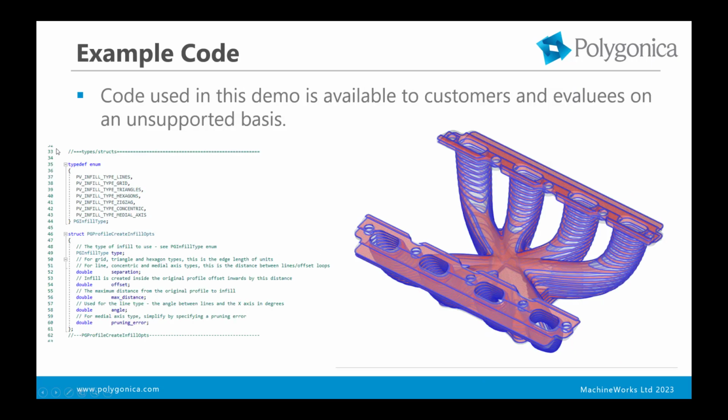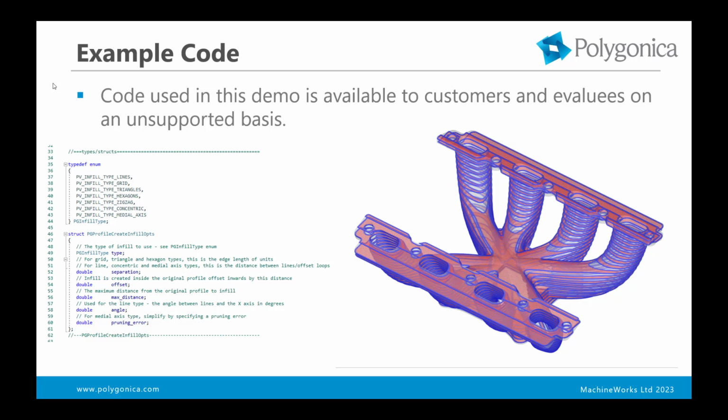Okay. And finally, before I do the demo, just a note on the example code. So the code in the demo shows what you can do if you put all these operations together with a mind to do 2D hatch and infill for additive manufacturing. But it's available to customers and evaluees on an unsupported basis. It's not, as I've already said, part of the Polygonica product. The supported part of the product is the offset operation, the Boolean operation, the medial axis operation, etc.